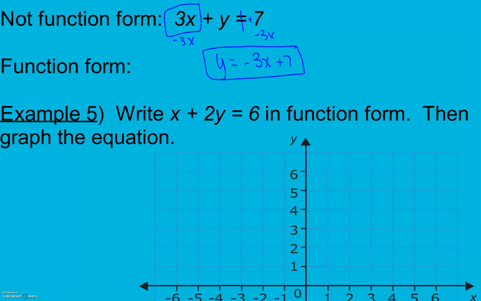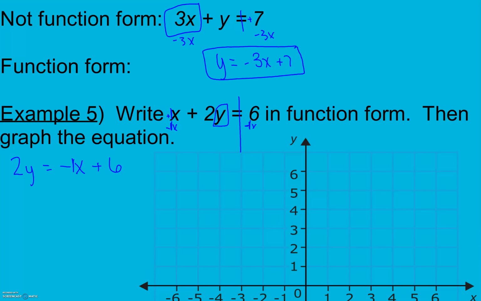In example 5 here, we're going to write it in function form and then graph it. So again, function form means we're going to solve for y. My first step, get rid of my x. Right now I have a positive x, so I get rid of it by subtracting. 2y equals, we list our x first, and the sign with the x goes with it. So since we subtracted x, it's a negative x plus 6. And it's actually a negative 1x here. You can put the 1 if you want to, but you don't have to.